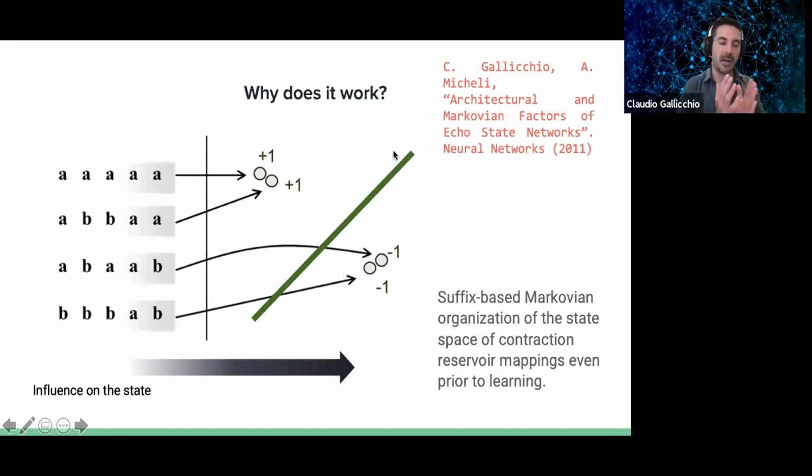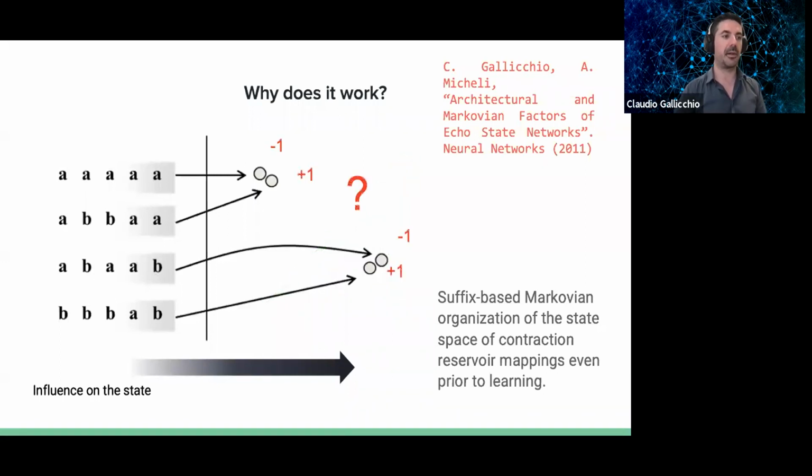So this is to say that when I am dealing with a problem and I have some insights on the fact that this problem is amenable to this suffix-based representation, then I can use the concept of stable dynamical system to compute the recurrent hidden layer, even avoiding learning in that part of the architecture.